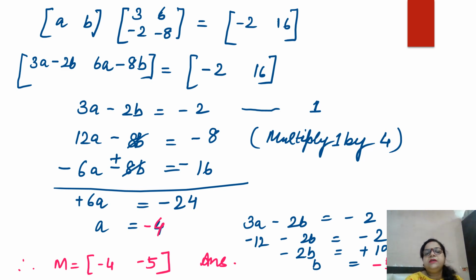Minus 8b and plus 8b will get cancelled. 12a minus 6a will be 6a is equal to minus 24. a is equal to minus 4. Now 3a minus 2b is equal to minus 2, so minus 12 minus 2b is equal to minus 2, minus 2b is equal to 10, therefore b is equal to minus 5, 10 divided by 2 with a minus sign. Therefore M is equal to [-4, -5]. The elements of M are minus 4 and minus 5.